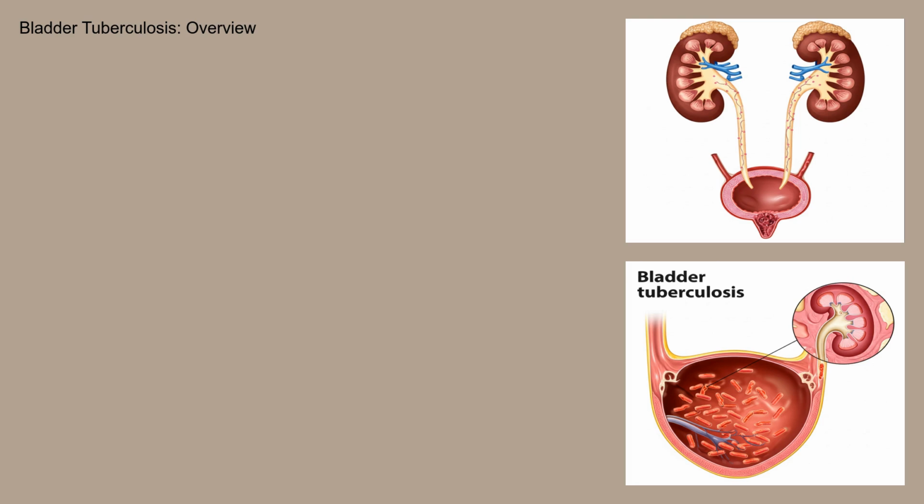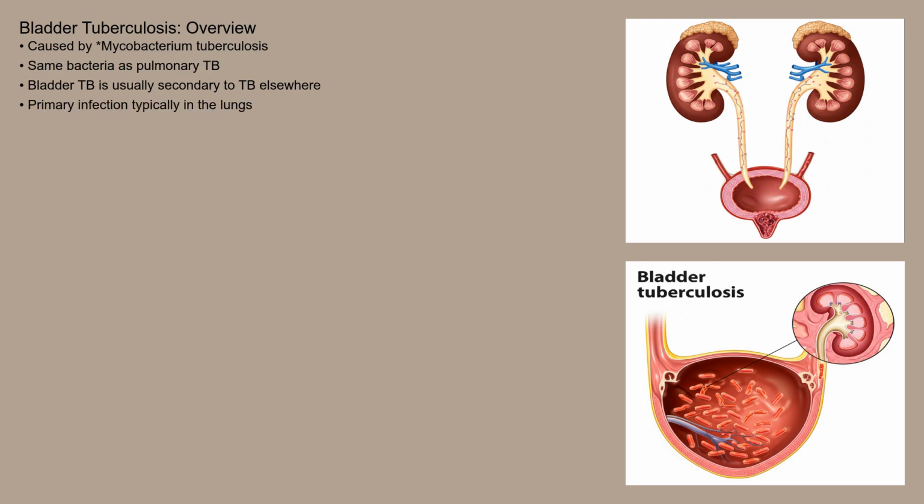Bladder tuberculosis, as the name suggests, is caused by the bacteria Mycobacterium tuberculosis. This is the same bacteria responsible for pulmonary tuberculosis, the more well-known form of the disease that primarily affects the lungs. Bladder TB is almost always secondary to a primary tuberculosis infection elsewhere in the body, most commonly in the lungs. The bacteria travel through the bloodstream or lymphatic system to the kidneys, and then descend through the ureters to infect the bladder. In rare cases, it can also occur as a result of direct extension from adjacent organs.